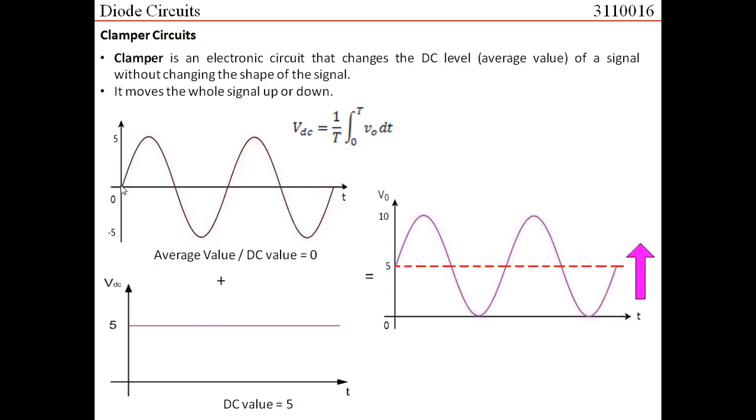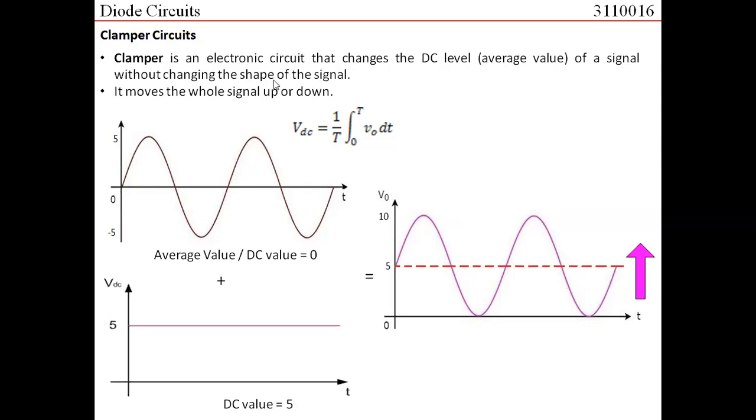At time t equal to 0, 0 plus 5 would give me 5. 5 plus 5 would give me 10. Minus 5 plus 5 would give me 0. So we can understand that the whole sinusoidal signal, the shape is remaining the same, but the signal has shifted up by 5 volts. This is actually what we understand by the meaning of clampers.